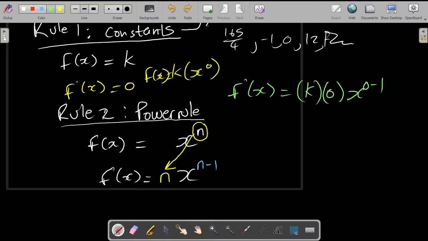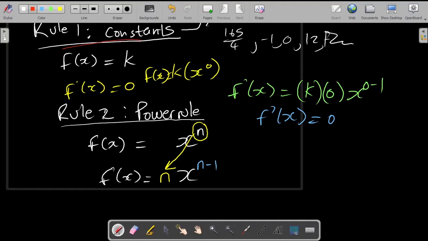Now if you look at this, everything is multiplied by 0, which means the result, or the derivative, would therefore be 0. So this is a way to prove that rule 1 is actually correct if you want to prove it, but just take it as it is. You don't really have to prove it.